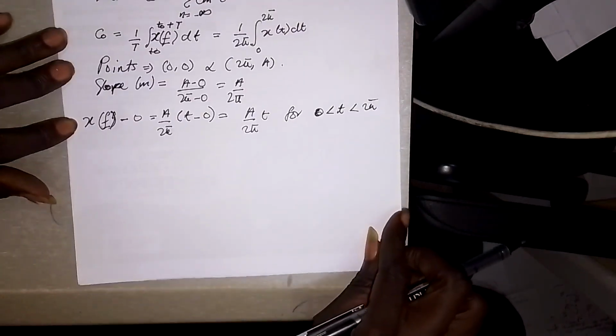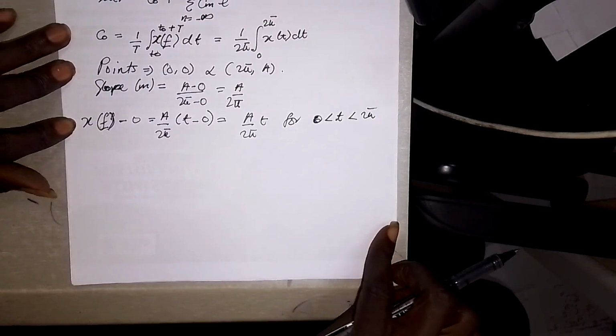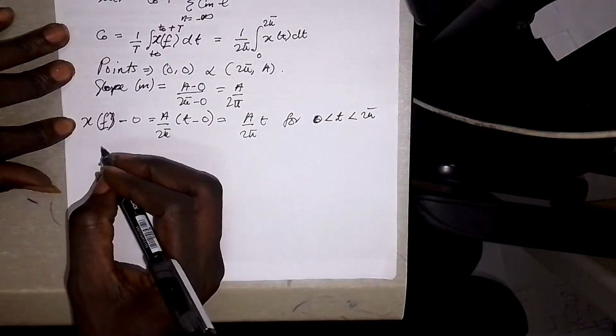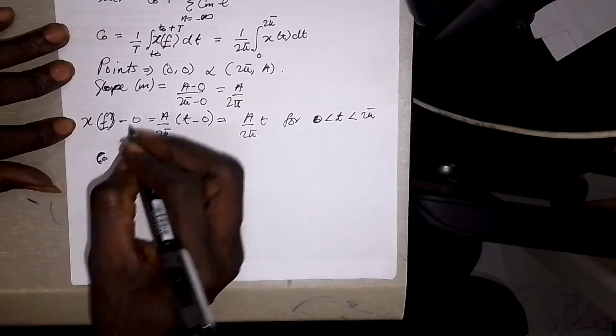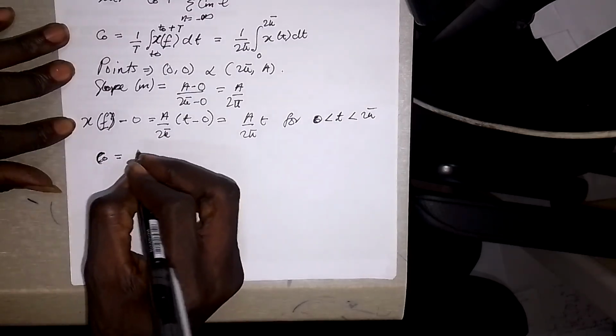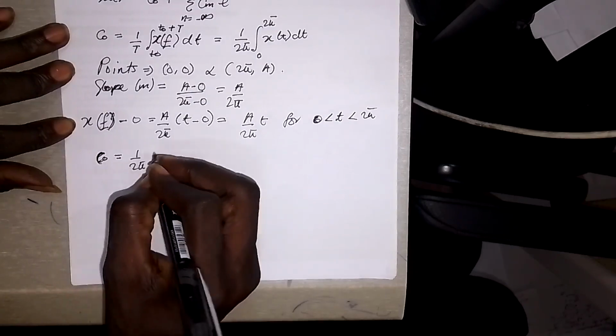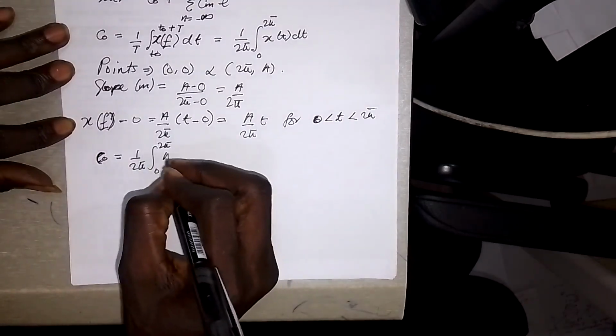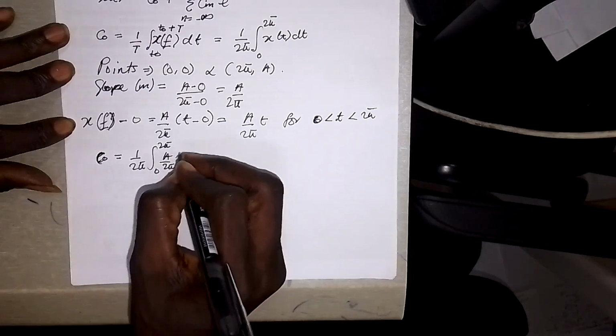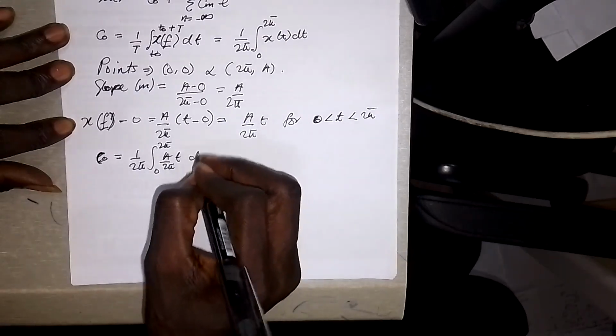All right. So now from here I can just go on and find my C0. I'll just put into the equation. My C0 is going to be 1 over 2 pi, integral from 0 to 2 pi, of a over 2 pi t dt.